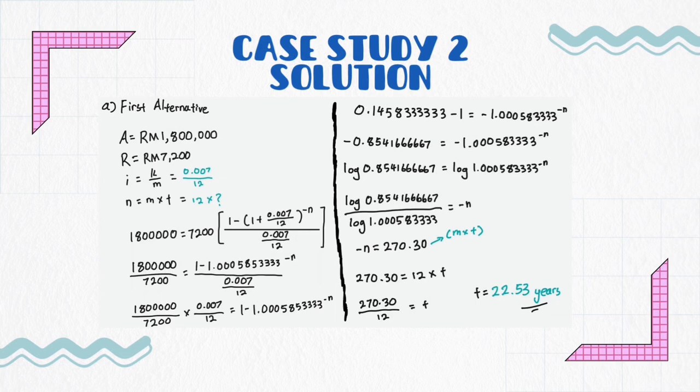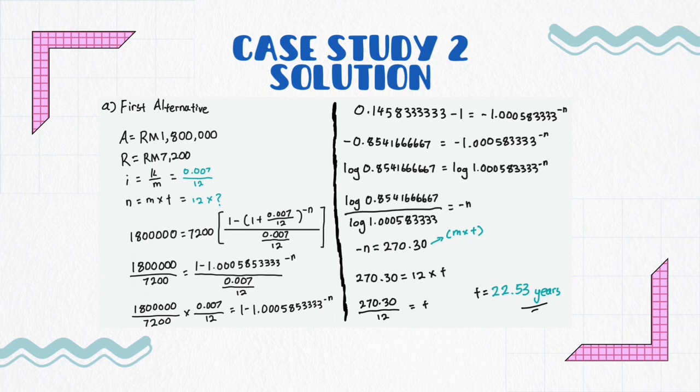The second option is that she could join a private pension plan that pays her 7,200 ringgit every month for 20 years continuously. So the way to calculate the first option is we need to use the present value of ordinary annuity formula.